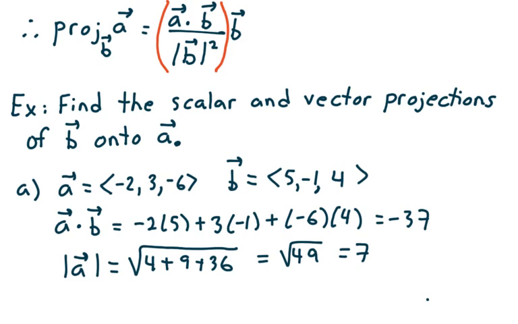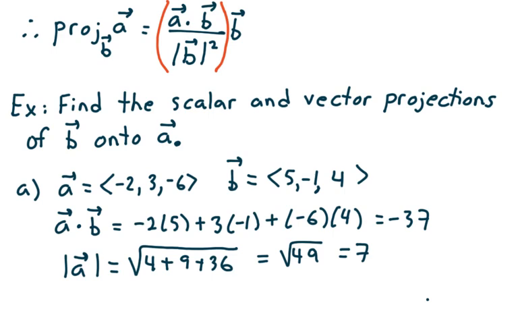Now, in part A, suppose A is the vector -2, 3, -6, and B is the vector 5, -1, 4. And we want to find the scalar and vector projections of B onto A. And regardless, we're going to need the dot product. So the dot product of A and B is going to be -2 times 5 plus 3 times -1 plus -6 times 4. And that's -37.